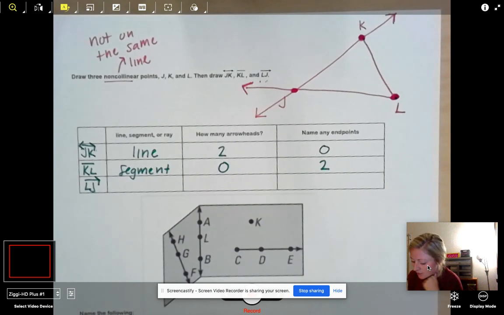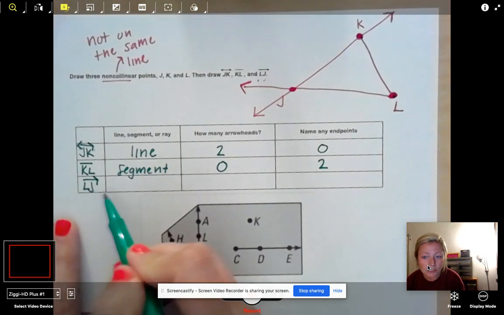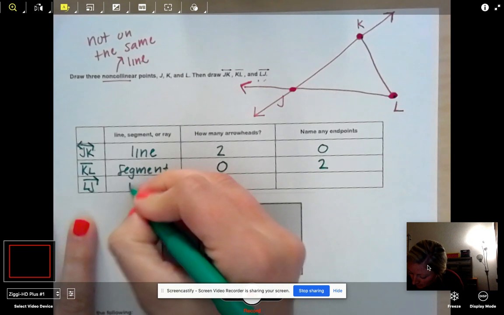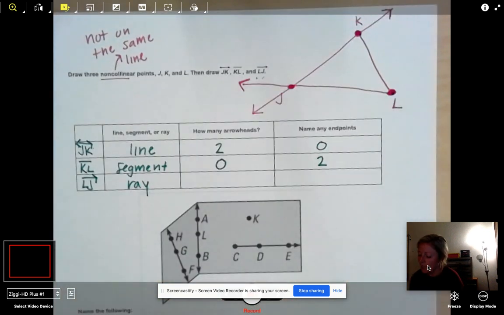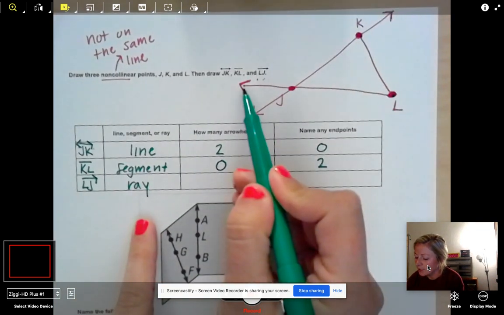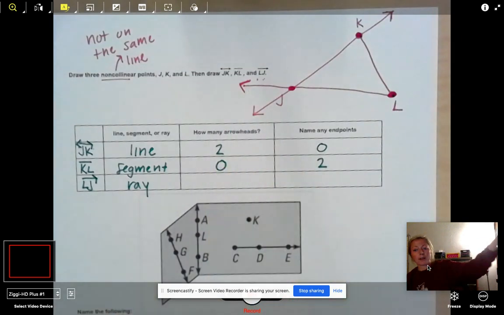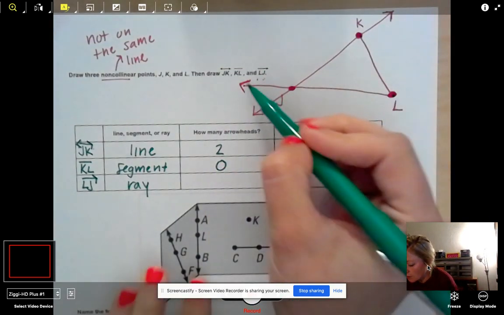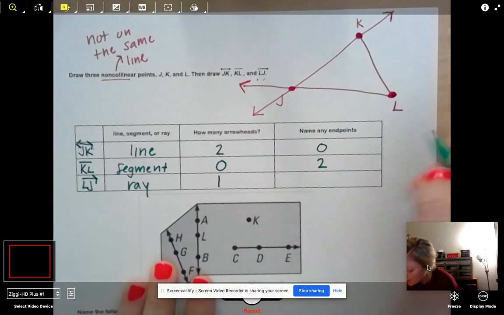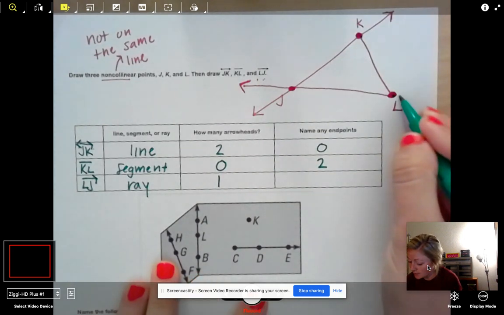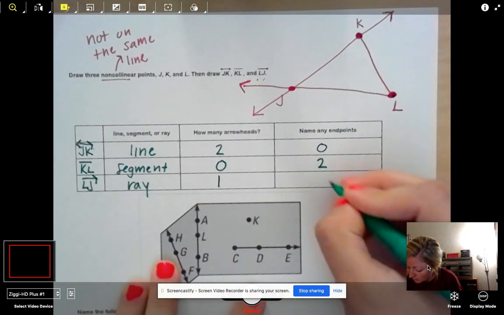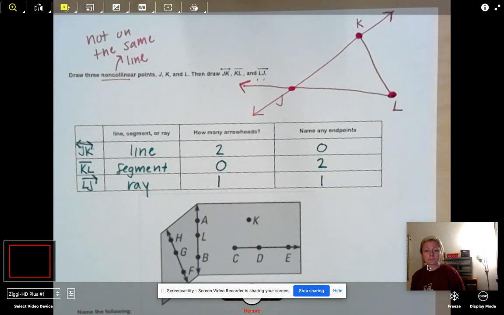And then our last one here is ray LJ. So I'm going to put down ray. How many arrowheads? Well, look, remember, it goes on forever in one direction. So it has 1 arrowhead and it has 1 starting point. So it starts at L. So that means it has 1 endpoint. How did we do? Did we get it? Some of it? All of it?